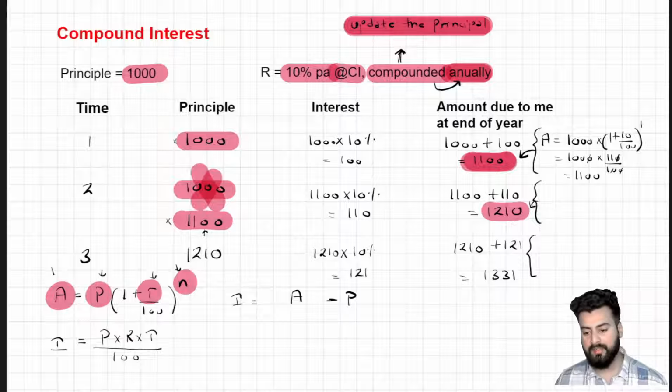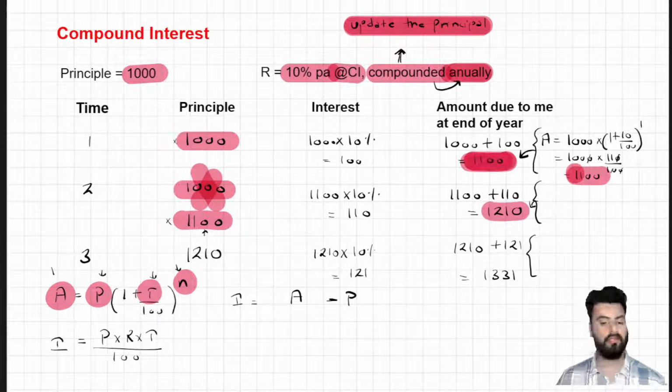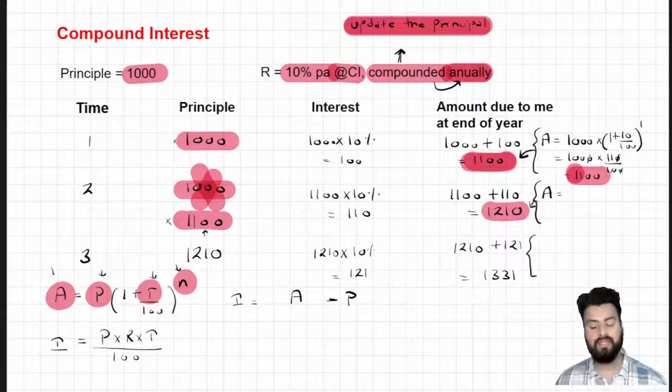Compare. Here I'm getting 1100. Here also it was 1100. So the formula will not fetch you a different answer. It will give you the same answer. Okay, let us apply this formula again to find out the interest at the end of second year.